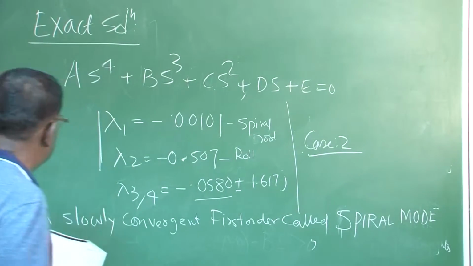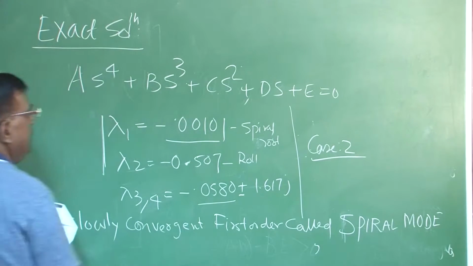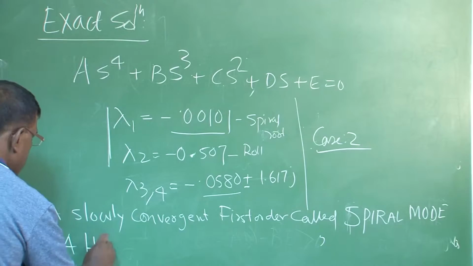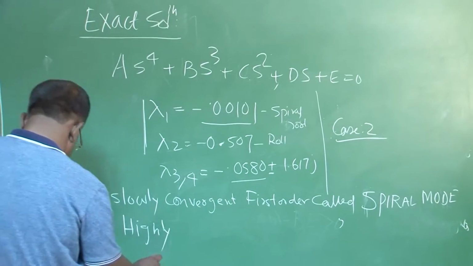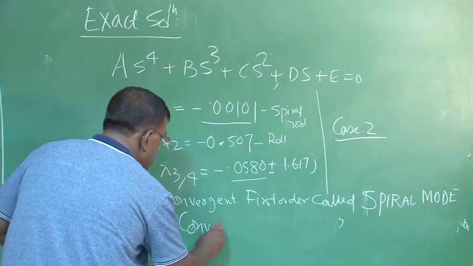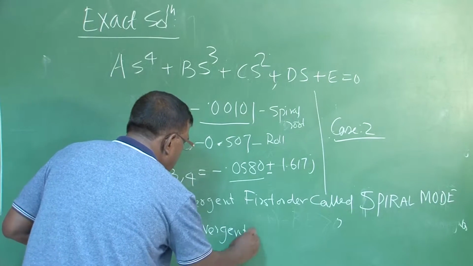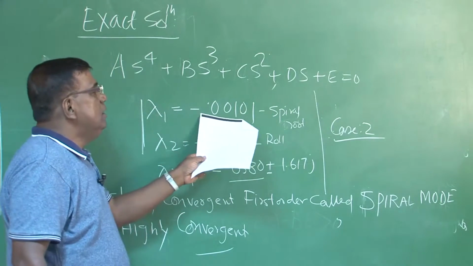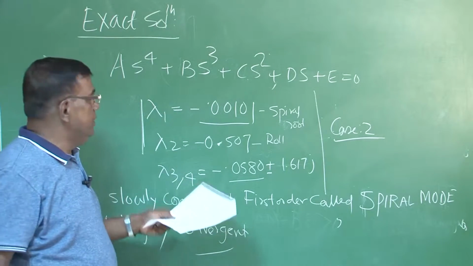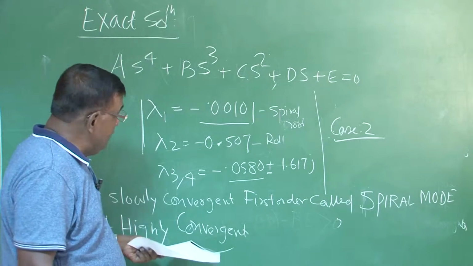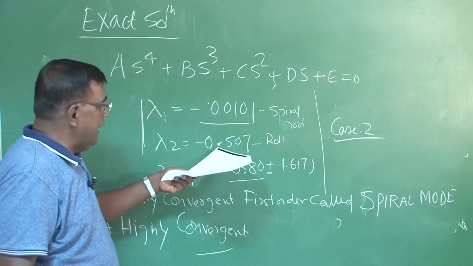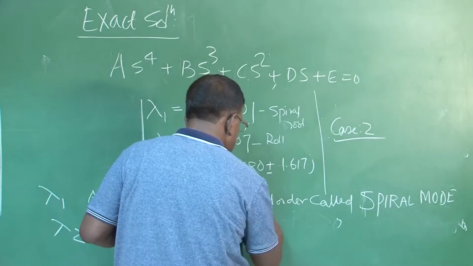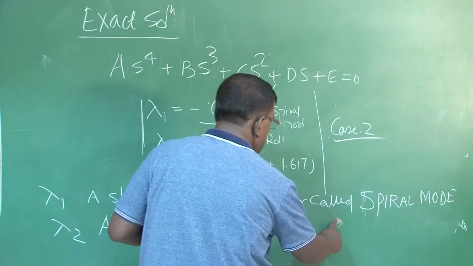That is the lambda 1, weak. Lambda 2 will say a highly convergent. Why convergent? Because negative. This was also convergent, but the value was so less, so it is slowly convergent. Here the value is large, so this is convergent because of minus, but magnitude is large, so you say highly convergent. First order, of course, and this is called roll mode.